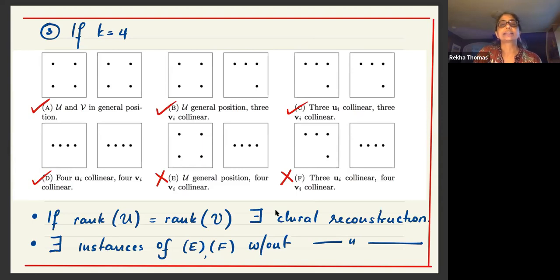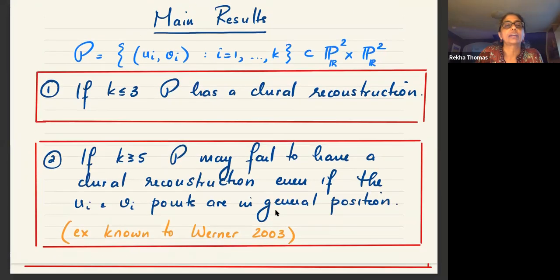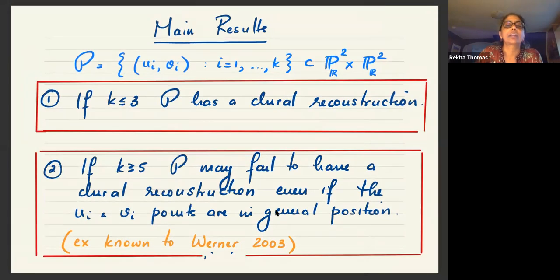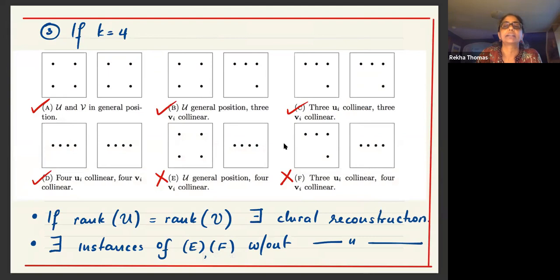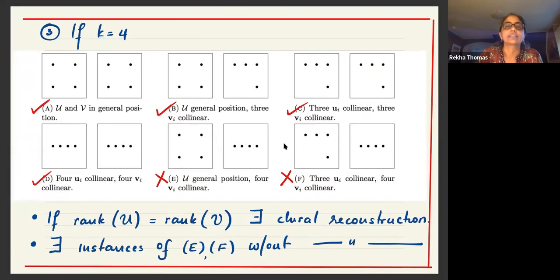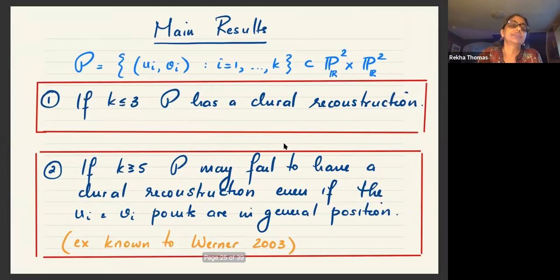In some sense, this is the type of question vision people like to ask. They like to know what the threshold is, what the value of k is for which the answer goes from yes to no. In that sense, the answer that we've provided is complete. For k equals 3, it's always good. For k equals 4, it's complicated, but here's the full story. And for k equal to 5, the answer is no. Even in general position, there are examples that will not have a chiral reconstruction.